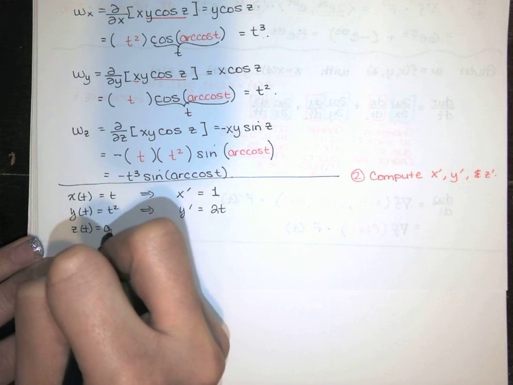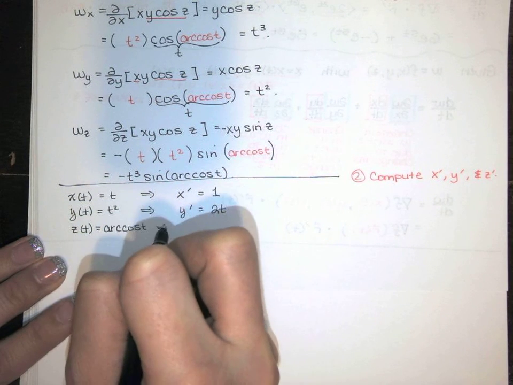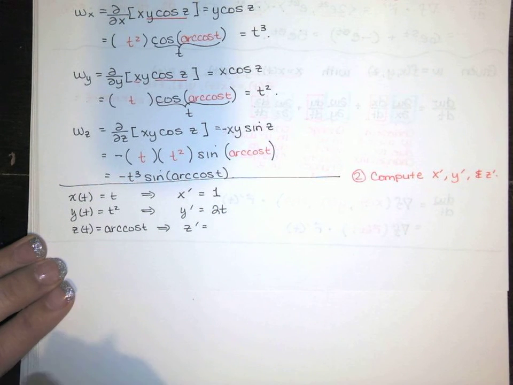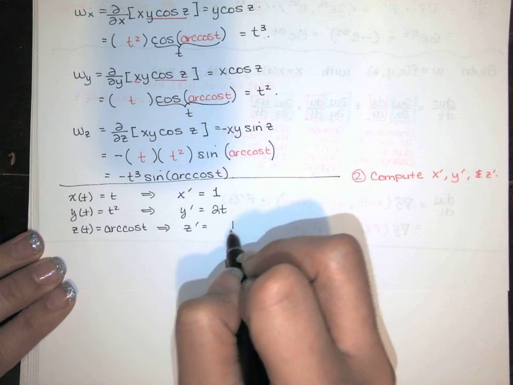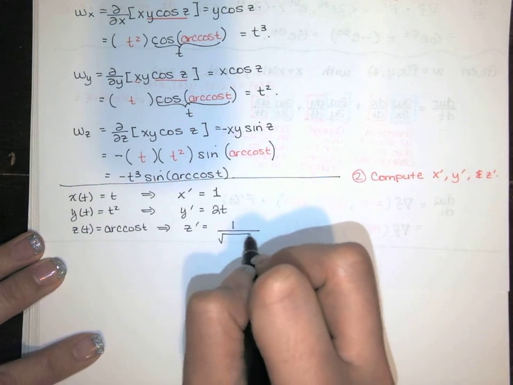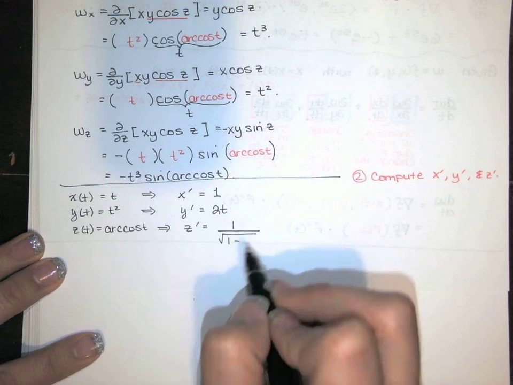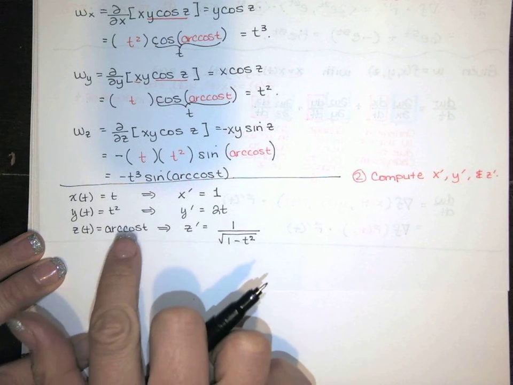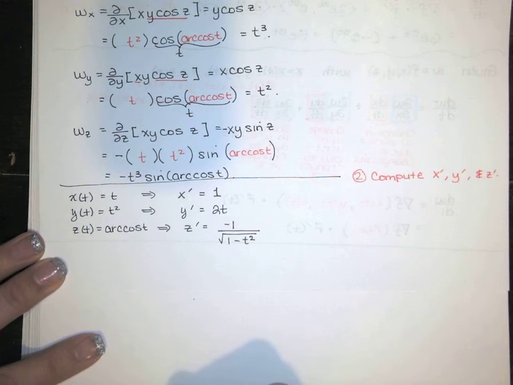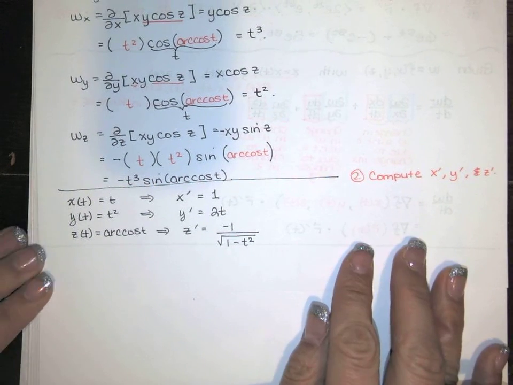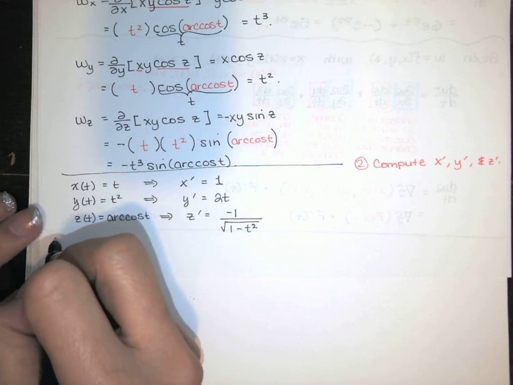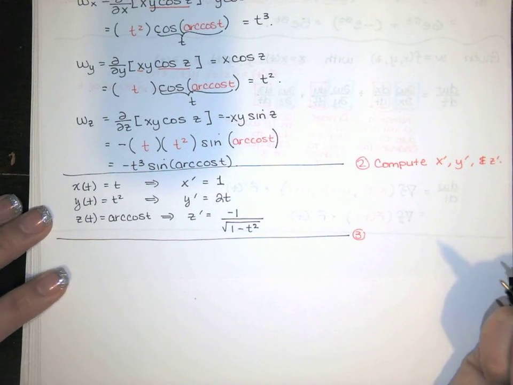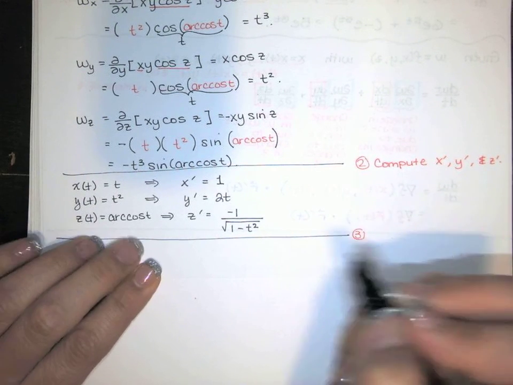Z of t is arc cosine of t. This may be one that you've forgotten. The derivative of arc cosine of t looks a lot like the derivative of arc sine of t. Arc sine is 1 over the square root of 1 minus your variable squared, which in this case is t, not x. That's the derivative of arc sine. Derivative of arc cosine is that times negative 1. Okay, so we computed those, and then we want to put all of those pieces together to find w prime.